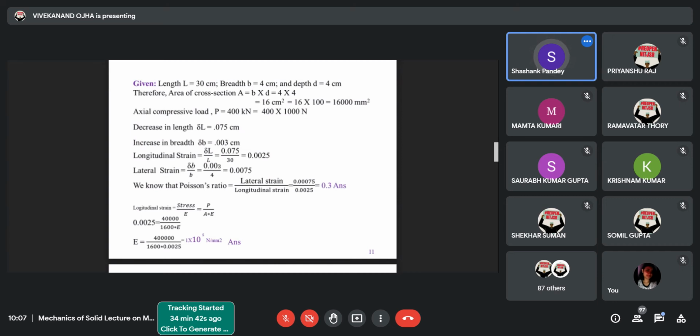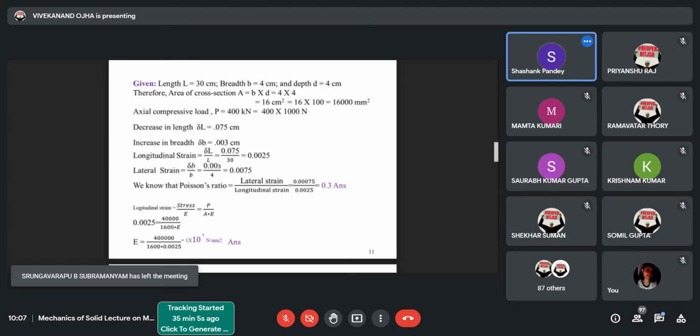400 kilonewton. Decrease in length is given to us as 0.075 centimeter. Increase in breadth is 0.003 centimeter. This is slide number 11.